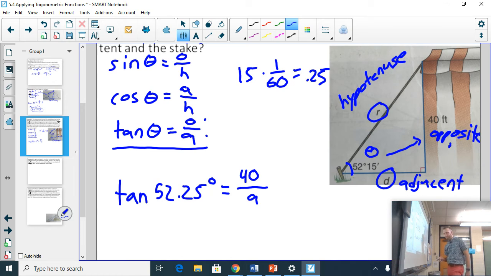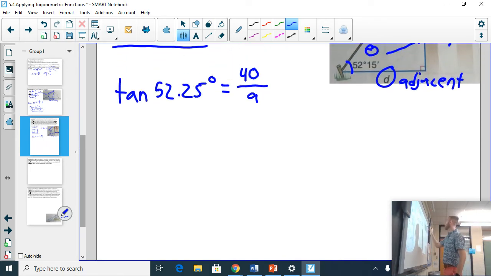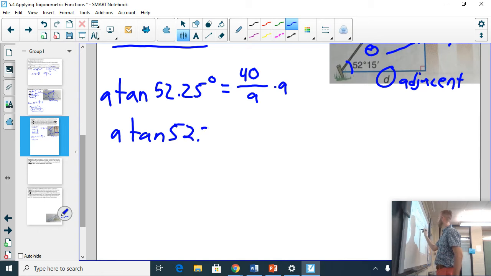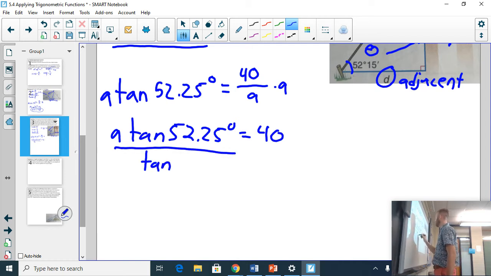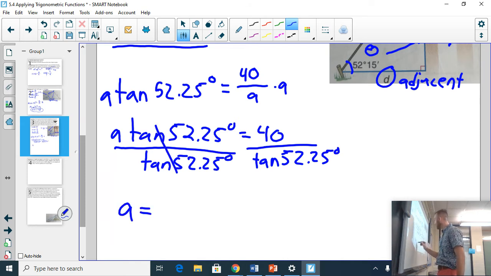And so now this is another one that you just punch in your calculator after you solve for it algebraically. So if we multiply both sides by A, we're going to get A tangent of 52.25 degrees equals 40. And then we're going to need to divide by tangent of 52.25 degrees on both sides. And so then we're going to be left with A equals, and guys, don't let this tangent of 52.25 degrees freak you out, right? That is just some number. All that together is just some number, right? Just punch that into your calculator and then do 40 divided by that.